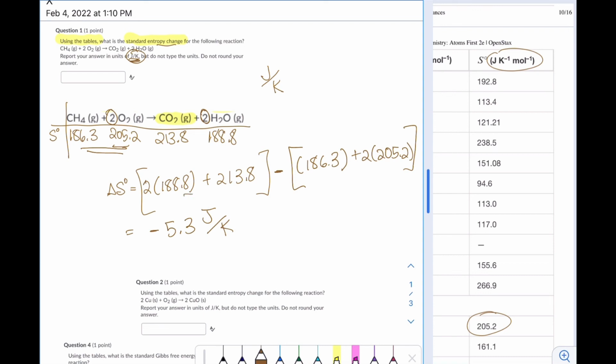You'll notice that all of my numbers from the table were to 1 decimal. I do not round any of those values when I pull them from the table, and I report exactly what my calculator says. And so I'm going to report negative 5.3. I'm not typing in the units. I'm just going to type that in as my answer and hit submit.